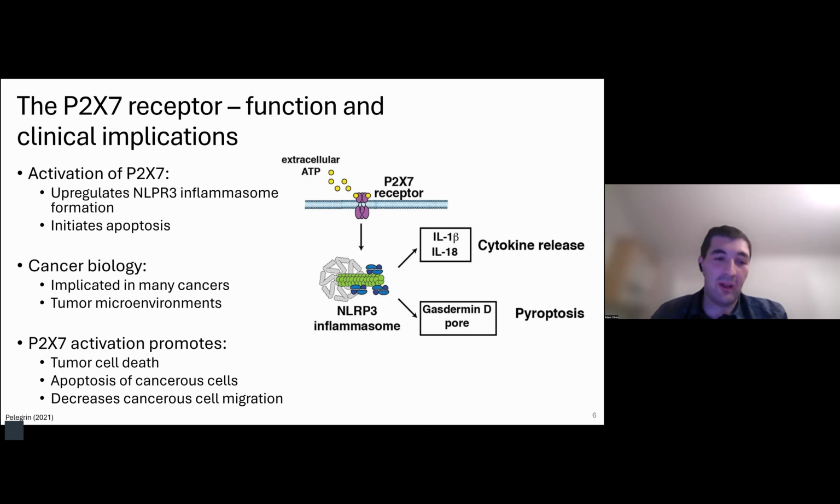In the field of cancer biology, P2X7 activation has been shown to promote tumor cell death, apoptosis of cancerous cells, and decreases cancerous cell migration. Thus, developing a highly potent and selective agonist could be of clinical significance.